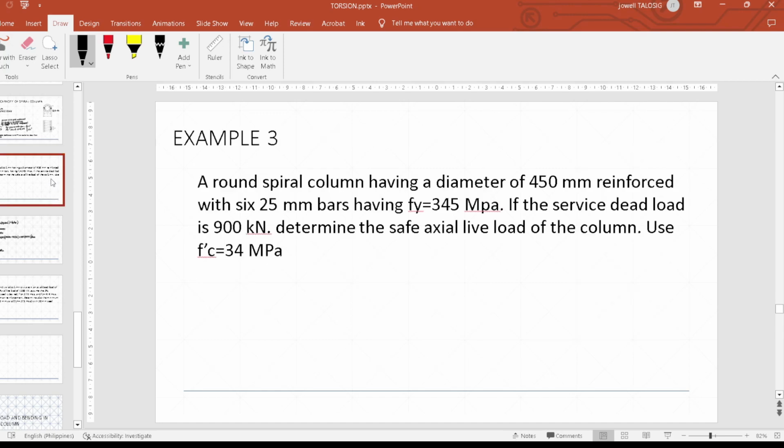Okay, for the next example, a round spiral column having a diameter of 450 mm, reinforced with 6-25 mm bars having Fy equal to 345 megapascal. If the service dead load is 900 kilonewton, determine the safe axial load of the column. Use f prime c equal to 34 megapascal.